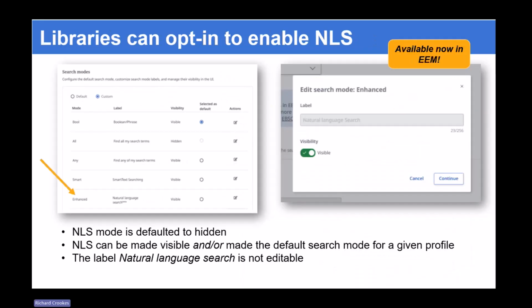Now, this is an opt-in, so it may be visible but disabled by default, so it can be switched off, as it were. It's applicable to the basic search page, although most users within this sector will probably access through the advanced search page. So it can be made visible and or made the default search mode for a given profile. Okay, but we'll see this in action shortly. So that is just a screenshot there of the search modes and the option to enable that.